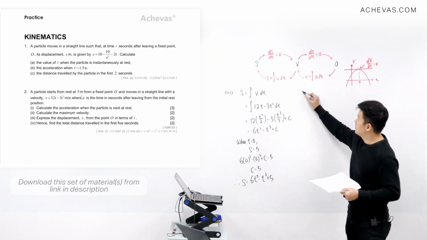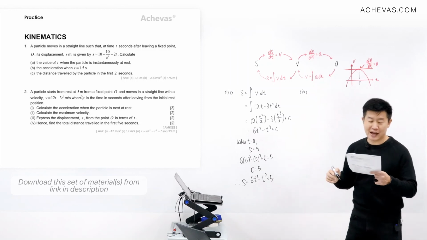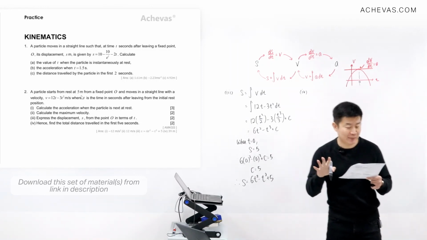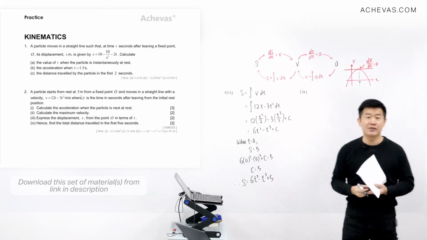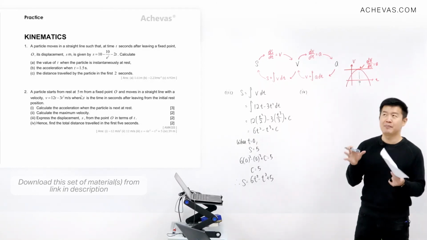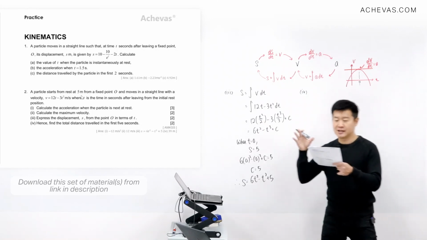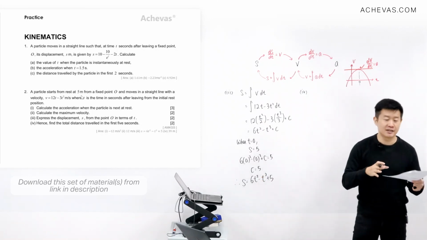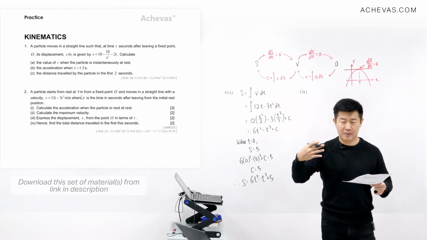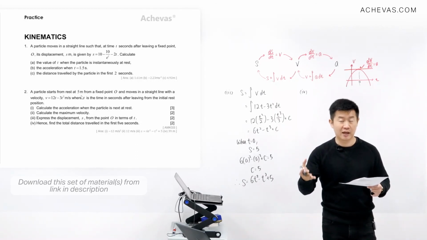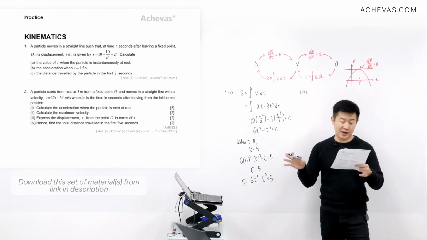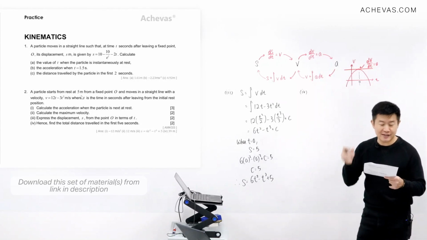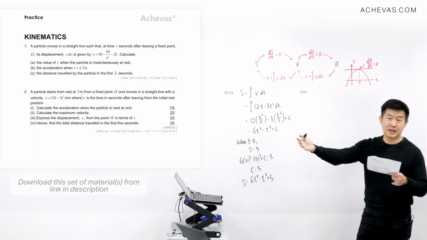And finally, in part 4, we are once again being asked to find the distance. Okay, not the displacement, but the distance that the particle has traveled in the first 5 seconds. So let's make sure that we don't just consider 0 seconds and 5 seconds. We want to consider whether the particle makes any U-turn in between. And like what we have mentioned, U-turn usually happens at instantaneous rest. Have we found instantaneous rest? Yes, we have. That was in part 1.